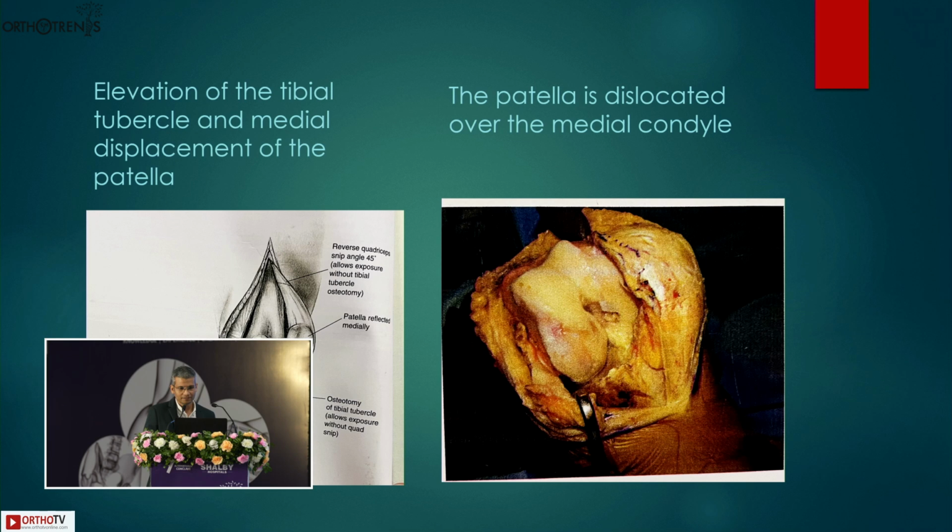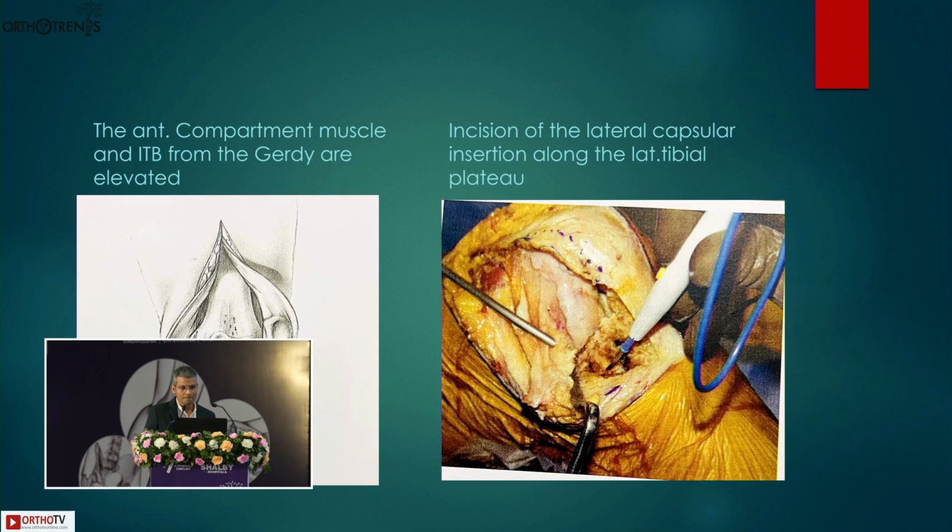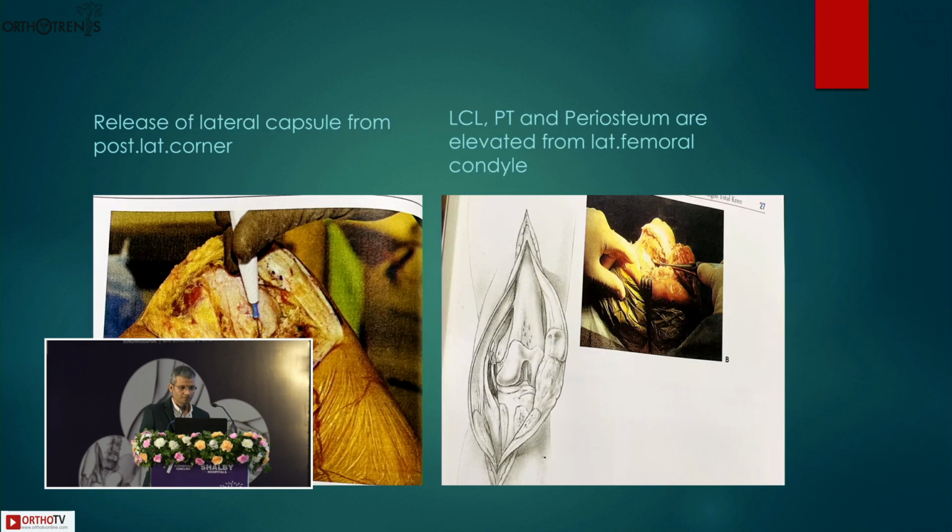So you can see the patella is dislocated over the medial condyle. Now you can raise the lateral soft tissue structures from the lateral capsular insertion along the lateral tibial plateau. Then release the lateral capsule, and the periosteum is elevated from the lateral femoral condyle.